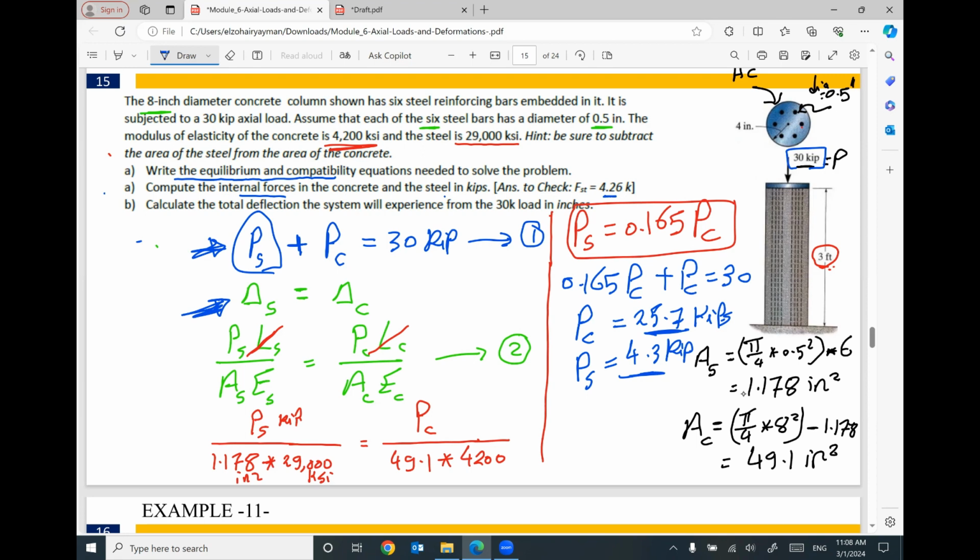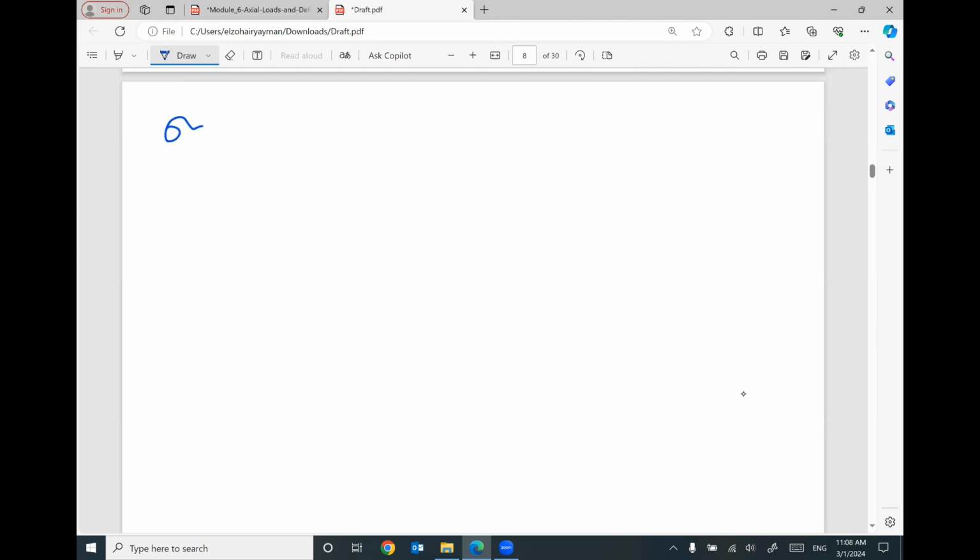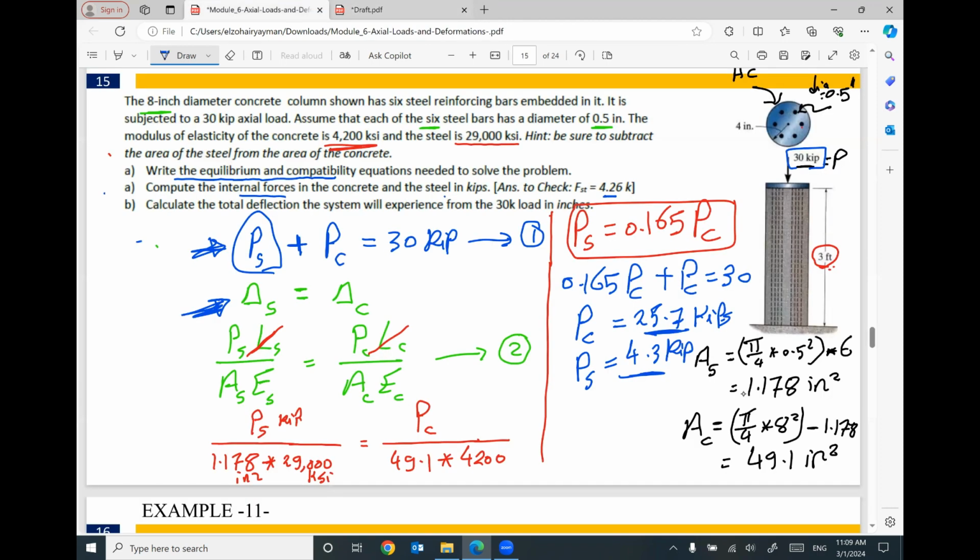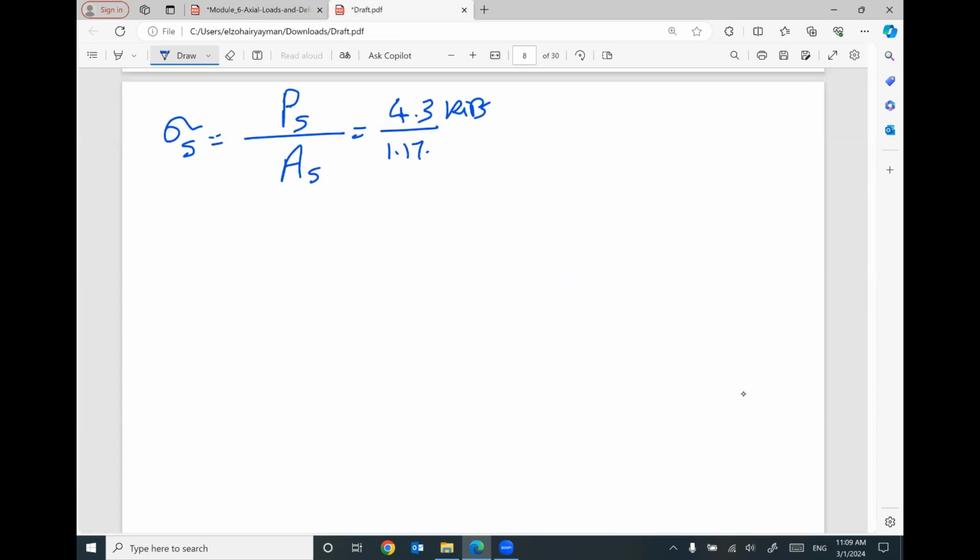What are the stresses in each part? So I can say stress in steel equals the amount of force supported by steel divided by area of steel. So I will have 4.3 kip divided by the area of steel, which is 1.178 inch squared. So the stress will be compression. Negative means compression because the applied force is compression. 4.3 divided by 1.178 equals 3.65 kip per inch squared, which is called KSI.